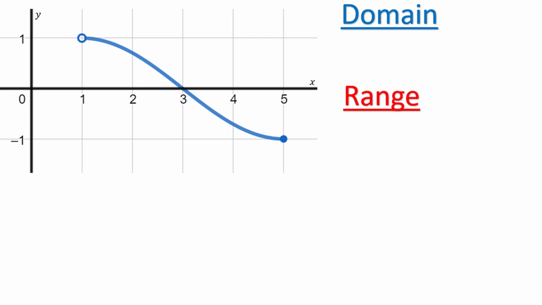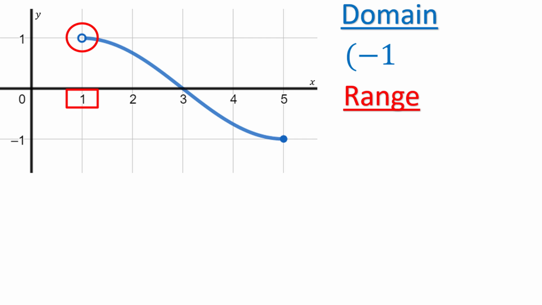It appears that this function begins at x equals 1, but does not include the value x equals 1, as we have an open circle at this point. To indicate we begin at 1, but don't include 1, we use an open parentheses.